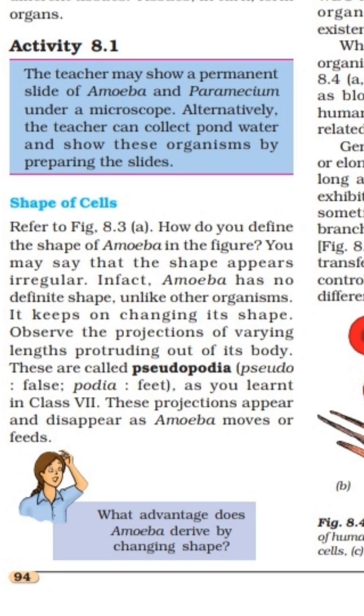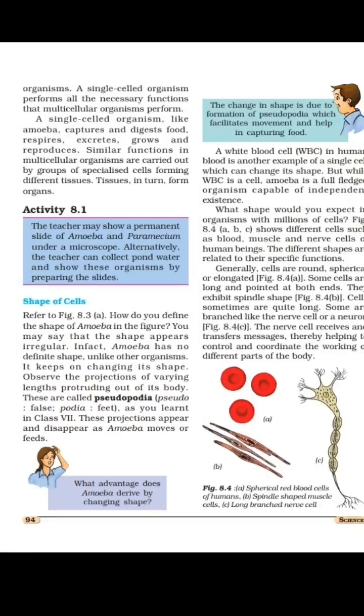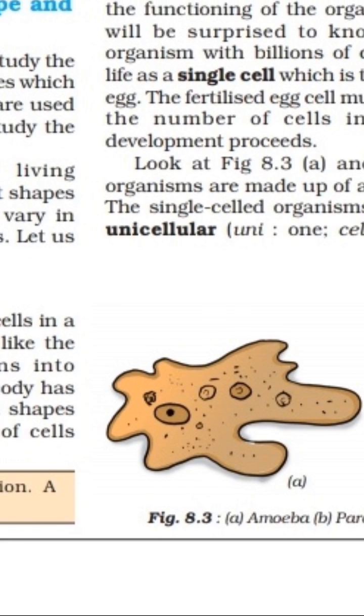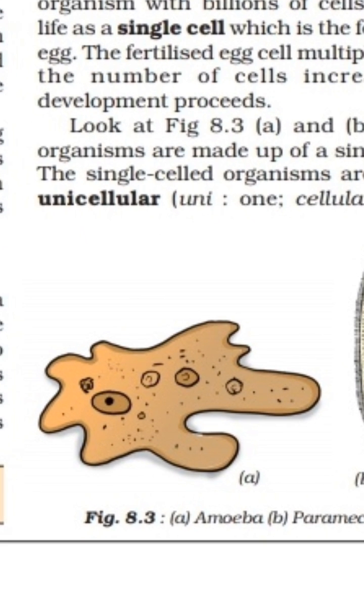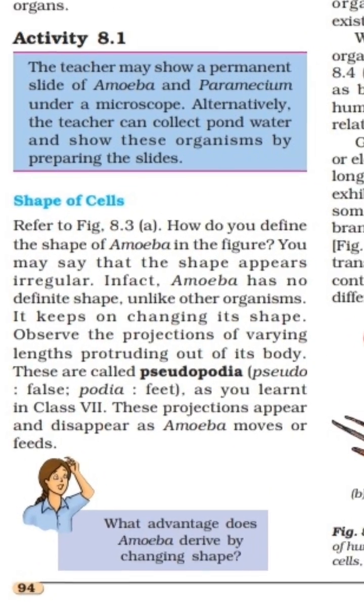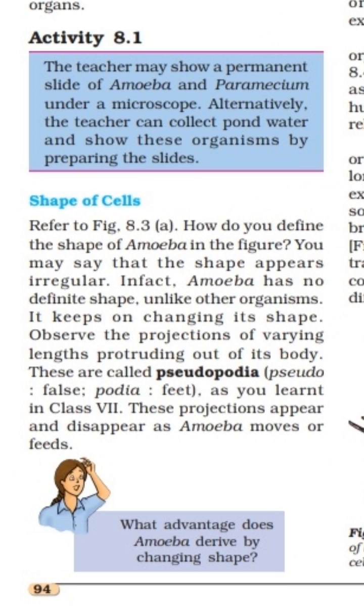Refer to figure 8.3a. How do you define the shape of the amoeba in the figure? Now see the figure. It is a figure of amoeba, and when you see the figure, you can say that it has an irregular shape. The shape appears irregular. In fact, amoeba has no definite shape, unlike other organisms.